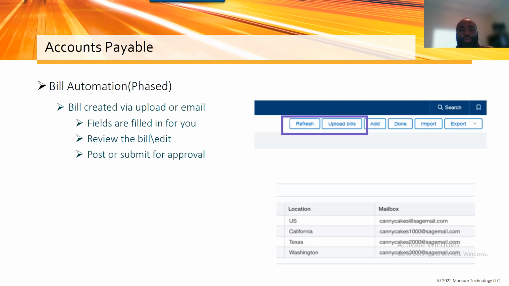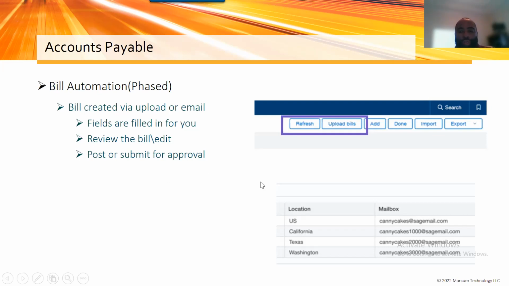And if they email it to a particular email address, it will show up in Sage Intacct. Now, whether you upload it or the vendor emails it, it's going to be in a draft mode. So it won't be posted. It'll be in a draft mode where you can go in and edit it, make any modifications you need to make, and then post it or submit it for approval.